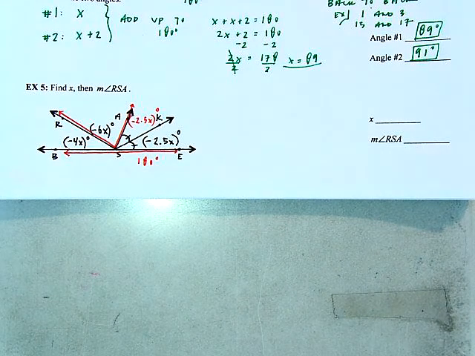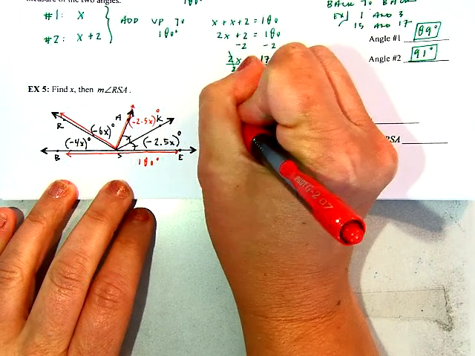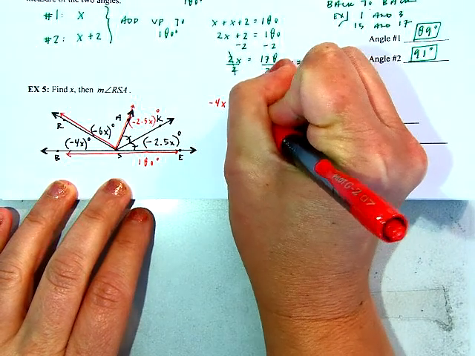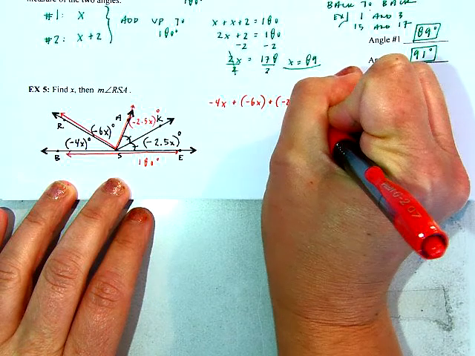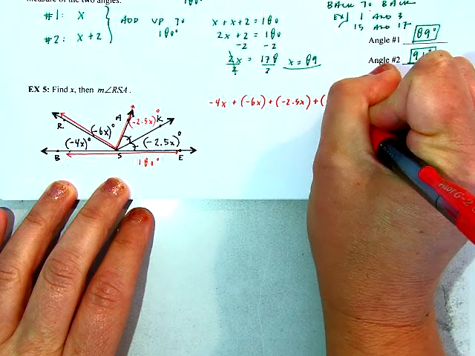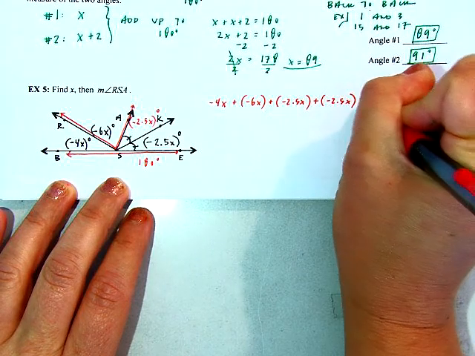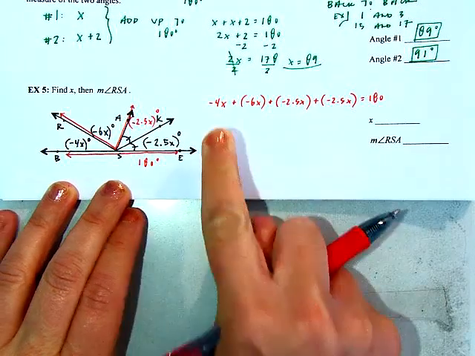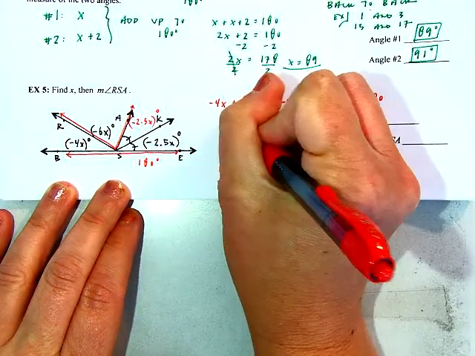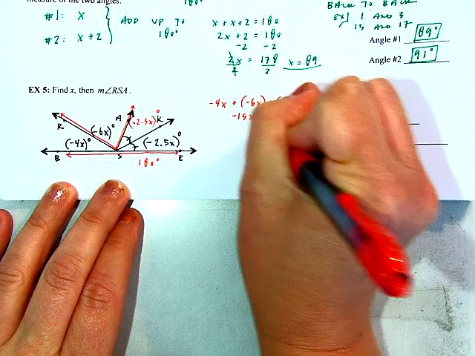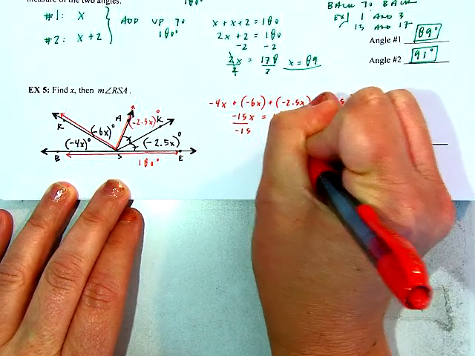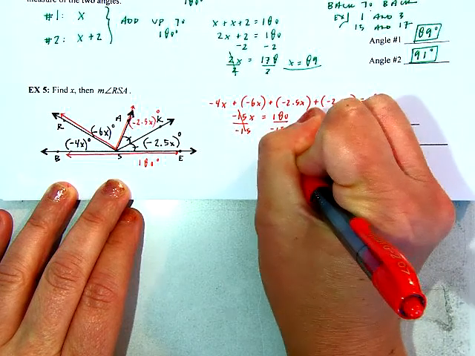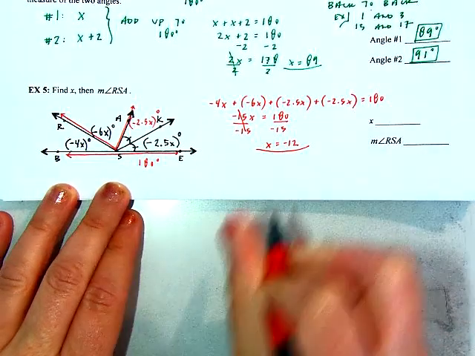So now again, all these smaller parts have to add up to this larger whole. So I know that negative 4x plus negative 6x plus negative 2.5x plus the other negative 2.5x will sum to 180. So if I add up all of these numbers, I get negative 15x equals 180. Divide that negative 15 away, and I get that x equals negative 12. So x is negative 12.